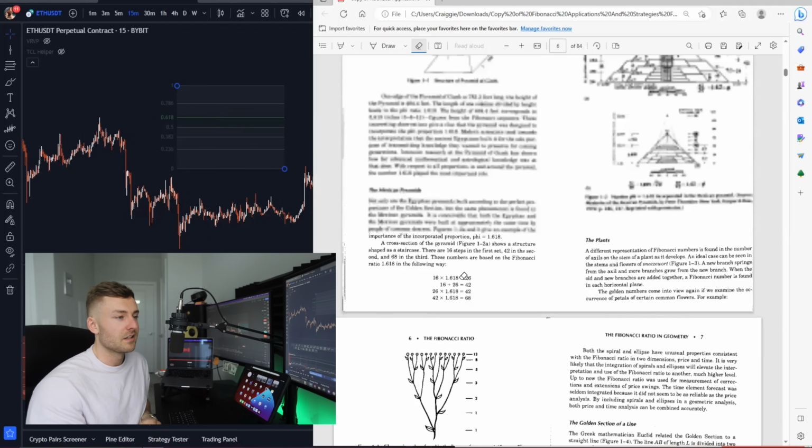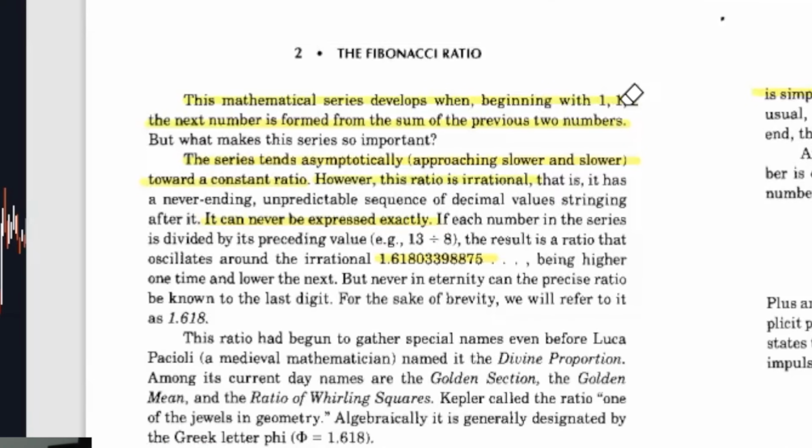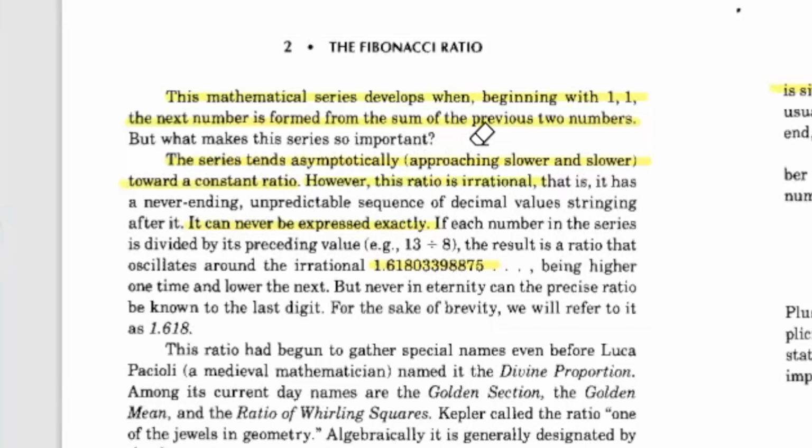Okay, so basically this ratio goes as the following. This is a mathematical series beginning with 1 and 1. The next number is formed from the sum of the previous two numbers. So if we start off with 1, the next number is going to be the sum of those two, which is going to give us 2.